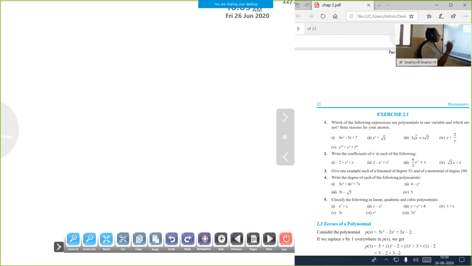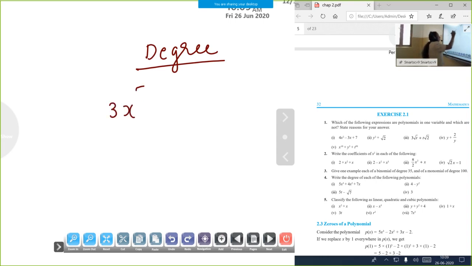Your fourth question is, write the degree of each of the following polynomials. Degree means, before solving that question, I will explain one thing. 3x raised to 5 minus 4x cube plus 2. In this polynomial, what is the degree? Degree of the polynomial is the highest power of the variable.